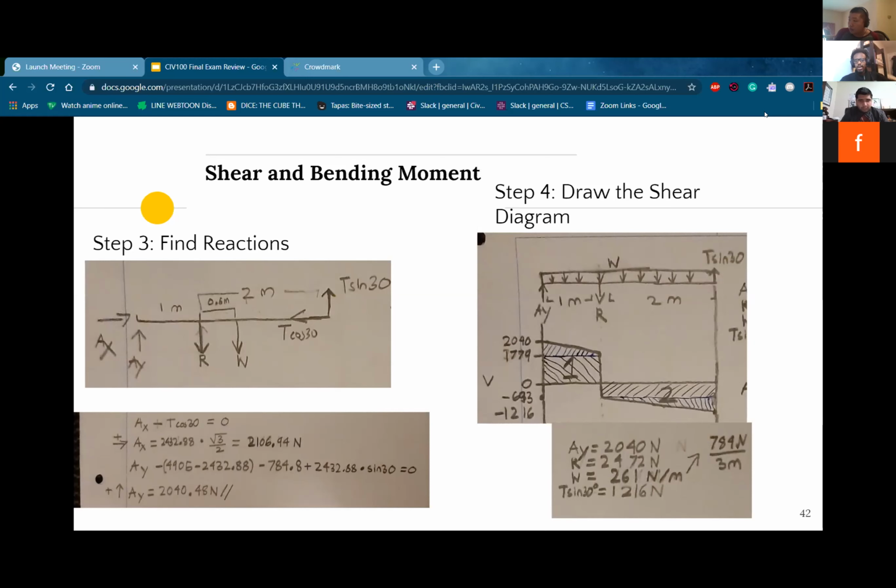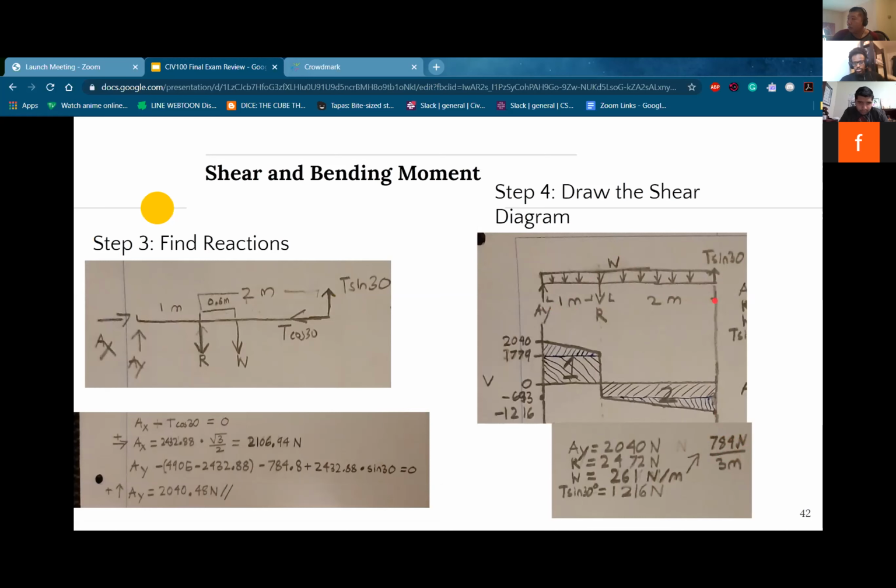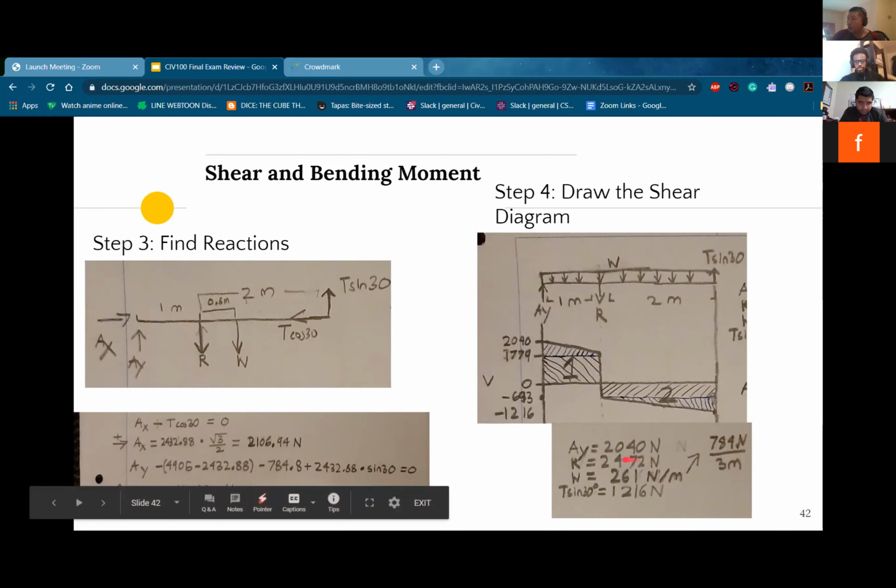And so when you calculate that weight, it turns out to be 784 newtons. And that's 784 newtons over 3 meters, and so you can make that a distributed load. So that's actually 261 newtons per meter. And so we have our distributed load here.